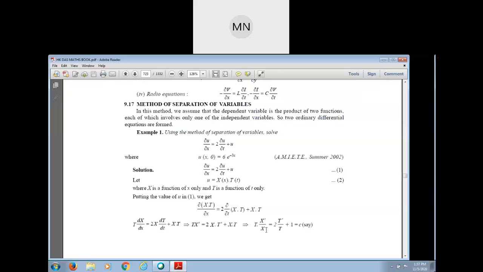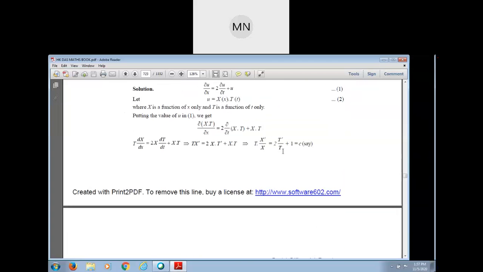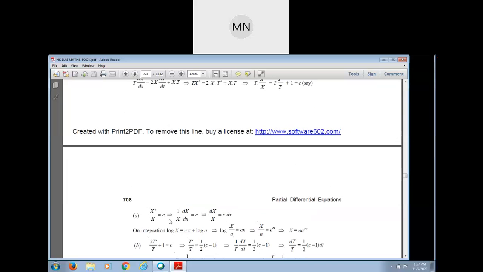And now, let us consider this one equals c. C is any constant. This one is c. So what we get? X dash by x equals c, and twice t dash by t plus 1 is also c. So x dash by x equals c. Then x dash is what? dX by dt equals cX, and this one dX by X equals c dt. Now integrate this one.